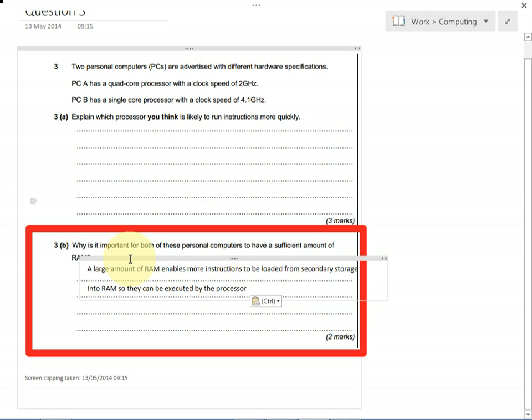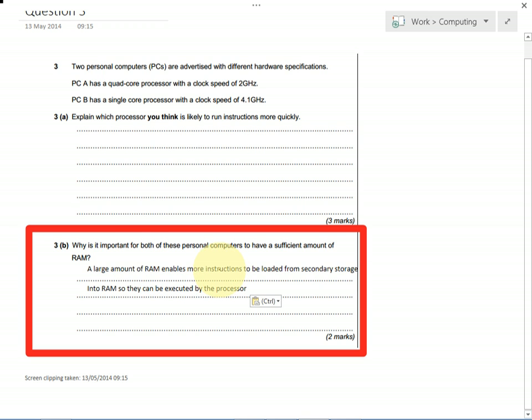So first of all, a large amount of RAM, that stands for random access memory, enables instructions to be loaded. So instructions are the things that tell a computer what to do, it's your programming code, to be loaded from secondary storage, which is like your hard disk, into RAM, so they can be executed by the processor. So that's what the exam board's after. Let's try and explain that.